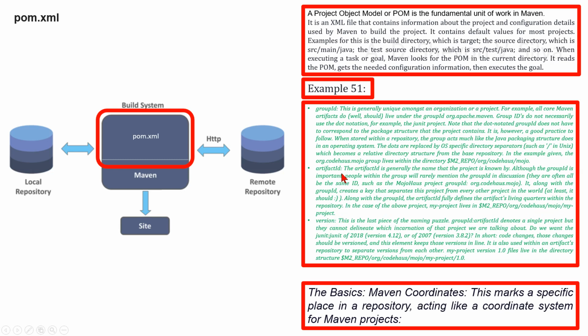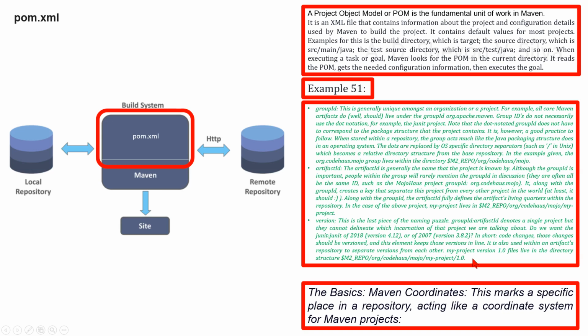Version. This is the last piece of the naming puzzle. Group ID:artifact ID denotes a single project, but it cannot delineate which incarnation of the project we are talking about. Do we want the JUnit of 2018, version 4.12, or the 2007 version 3.8.2? In short, code changes, those changes should be versioned, and this element keeps those versions in line. This is also used within an artifact's repository to separate versions from each other.